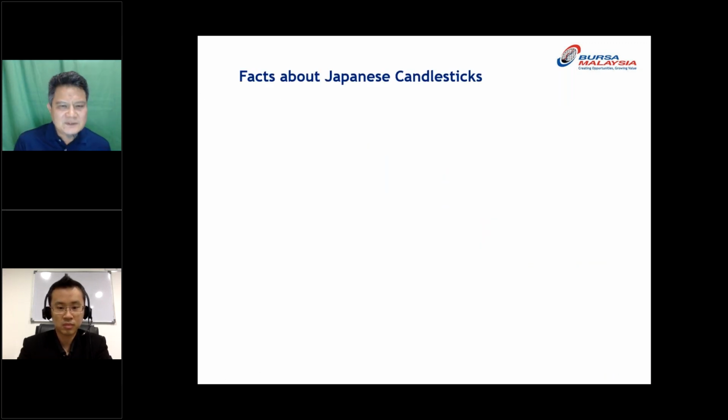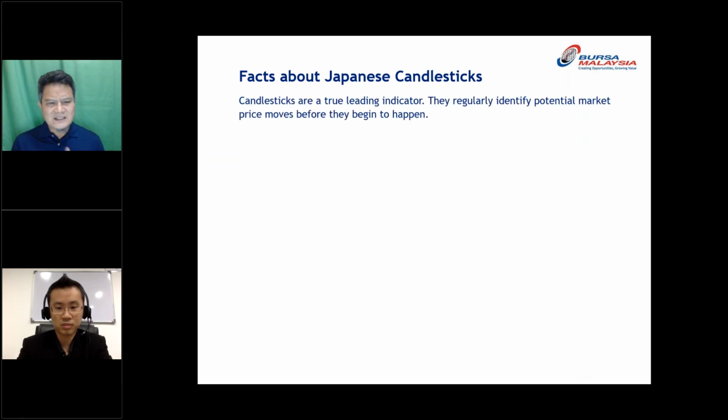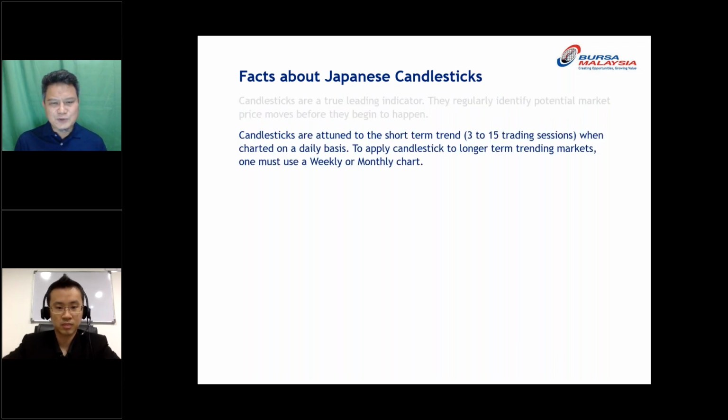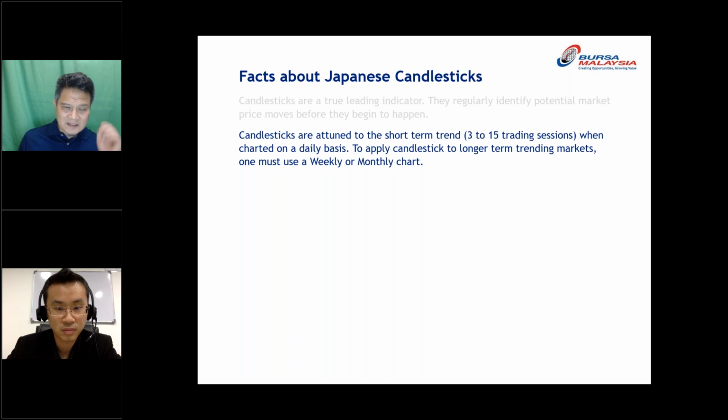My dear friends, these are the facts about the Japanese candlestick. One, Japanese candlesticks are true indicators. They can identify the potential market move, whether the price moves up or down, because before things happen, they will show in the candlestick. They are attuned to the short term, which means it's very good for a 3 to 5 day trading session, and we use it on a daily basis. If you want a longer term, you can use monthly or weekly.